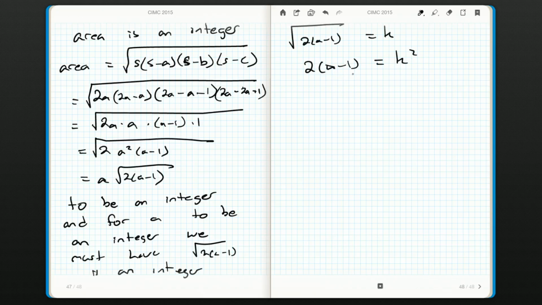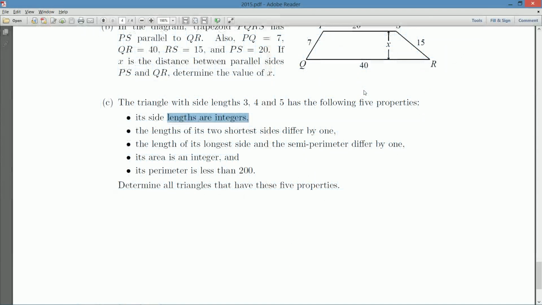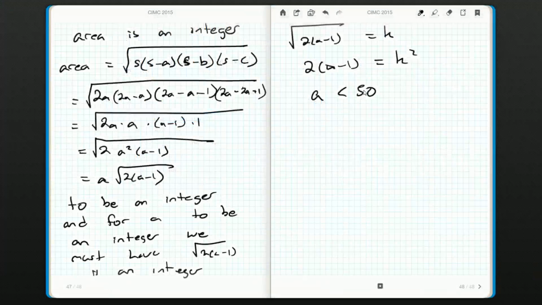Okay, and A has got to be less than 50. It said less, right? Not less than or equal to. Perimeters, it probably doesn't matter, but perimeters less than. So we get A is less than 50. A minus 1 is less than 49. So 2 times A minus 1 is less than 49 times 2, which is 98. So K squared is less than 98.